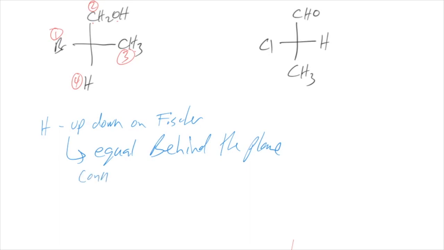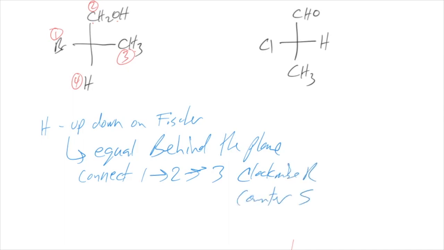Connect 1 to 2 to 3, and if it's clockwise, it's R, and if it's counterclockwise, it's S. Okay, so in this case, I've got 1 to 2 to 3. My 4 group is going up and down. That means it's behind the plane. So that means I can follow this, and that's just what it looks like. 1 to 2 to 3 is clockwise, so this would be R.